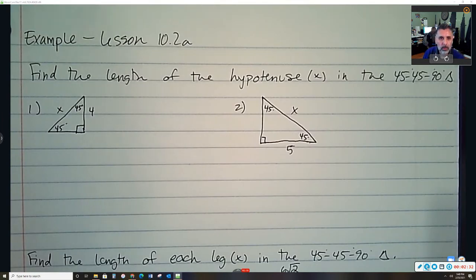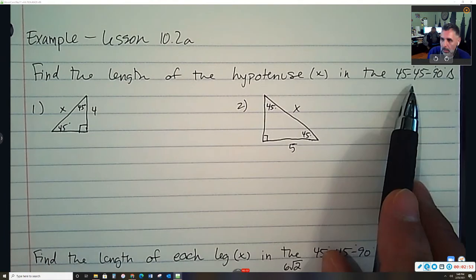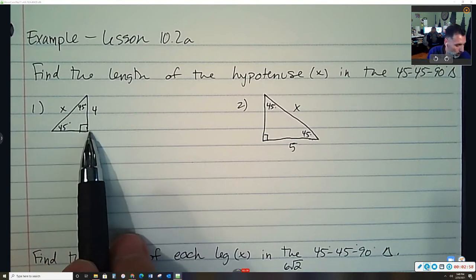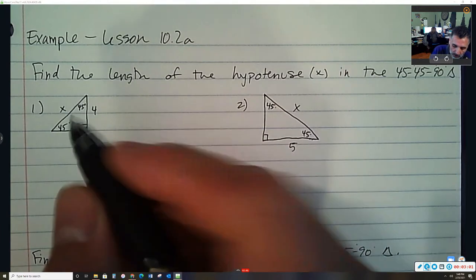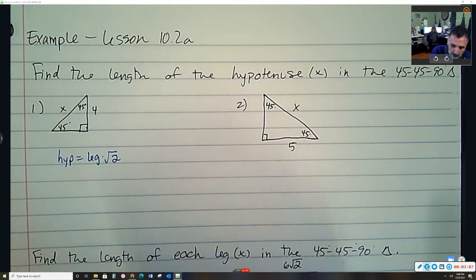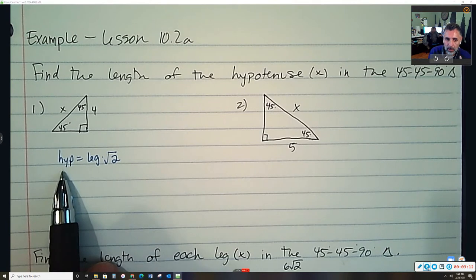So here we're going to do 4 examples. 2 examples where we're finding the length of the hypotenuse in a 45, 45, 90 triangle, and then 2 examples where we're finding the measure of a leg in a 45, 45, 90 triangle. Whenever we're finding the length of the hypotenuse, the first thing you should realize is what kind of triangle it is. And because it's a 45, 45, 90 triangle, I like to right away write the equation that we have. The hypotenuse is equal to the leg times the square root of 2. That's what we use to figure out either the measure of a leg or the measure of the hypotenuse.